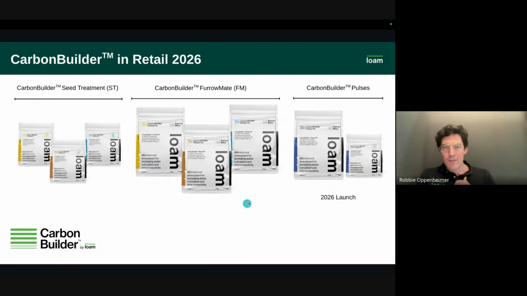Another big piece of news coming into retail in 2026 is that we are launching CarbonBuilder pulses. This is our first year with a CarbonBuilder pulses product, which has the full rosé compatibility with lentils, lupins, chickpeas, and fava beans.